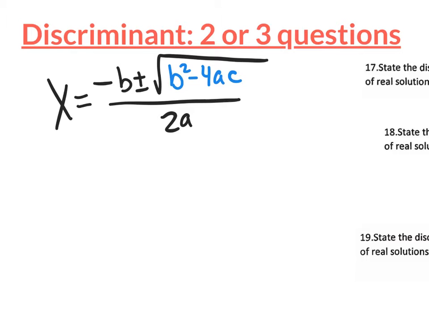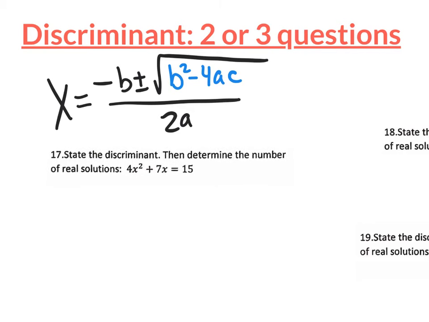Okay, so there's going to be 2 or 3 questions that they just ask you, if this is your equation, find the discriminant. So you're only going to be doing the b squared minus 4ac. And they might also ask you, well, let me just show you a question. Number 17, state the discriminant, then determine the number of real solutions.